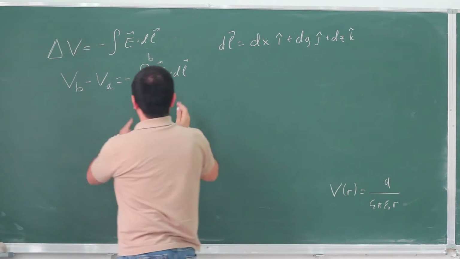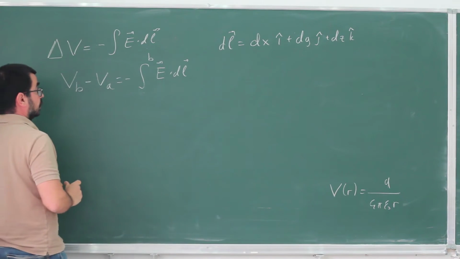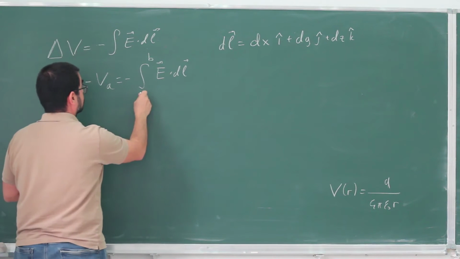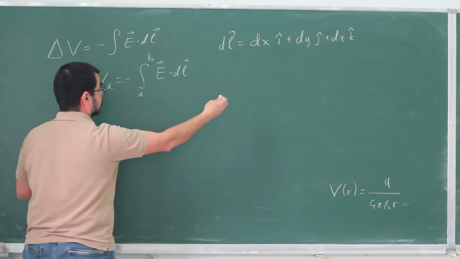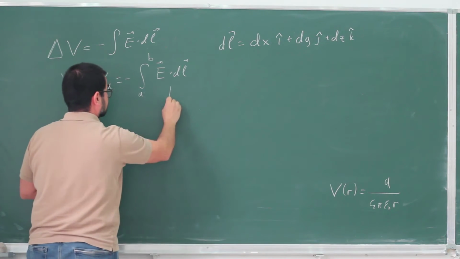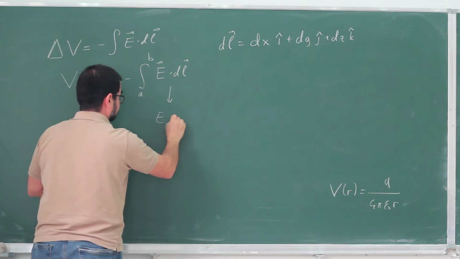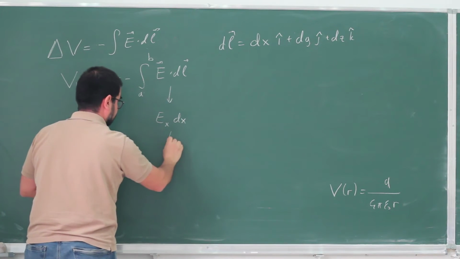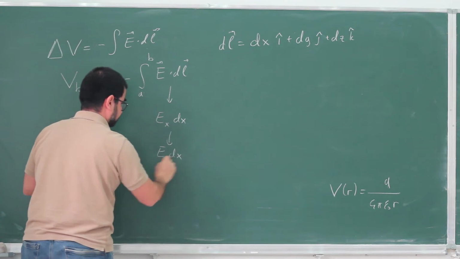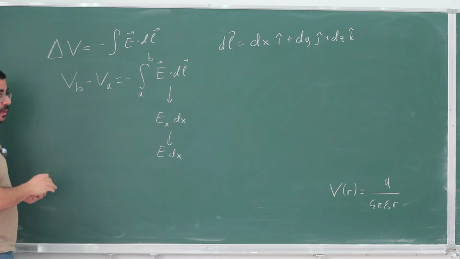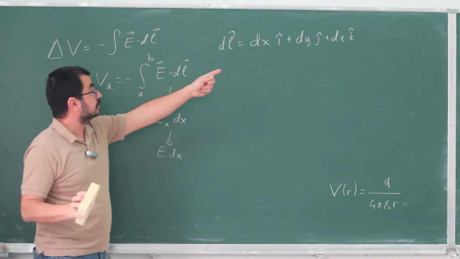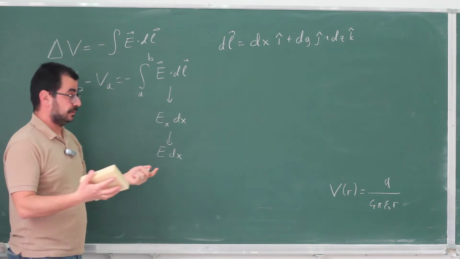We had, okay? And then this thing over here is going to, so for that example that we were doing, this is just going to go into dx, and this of course becomes E dx. Right? Now, why is this? Why is my dl something like this?